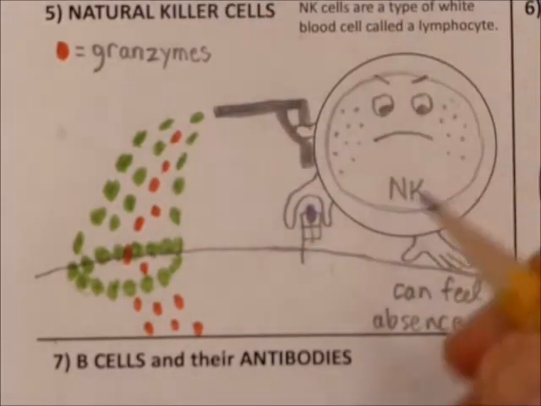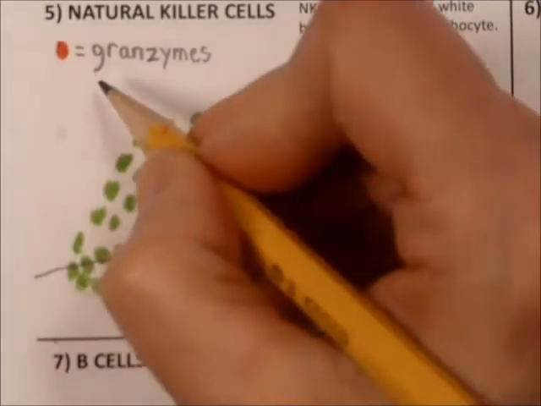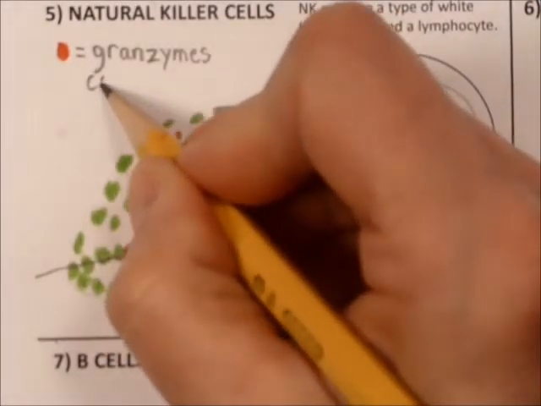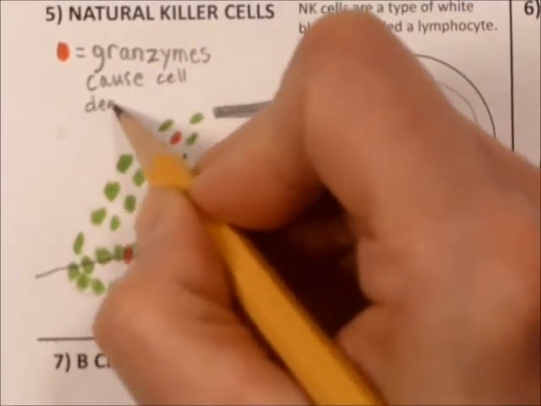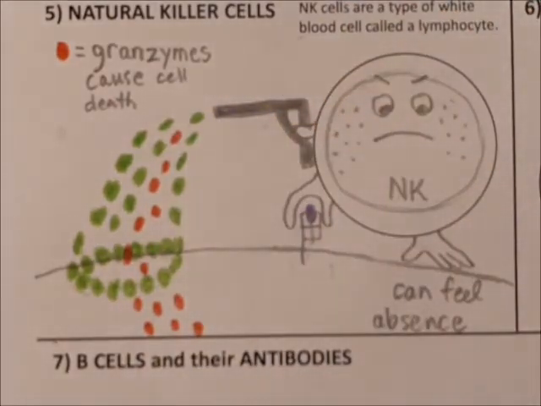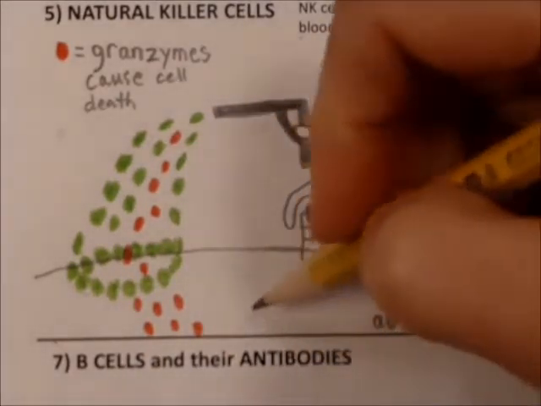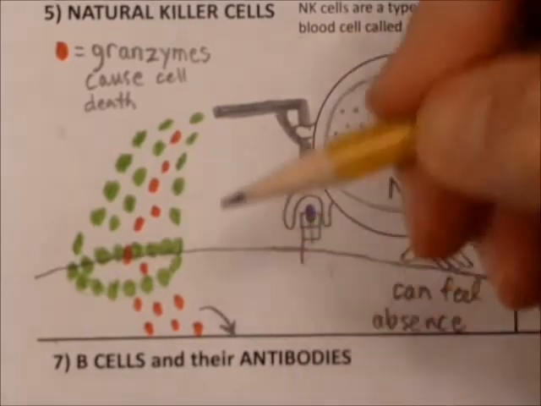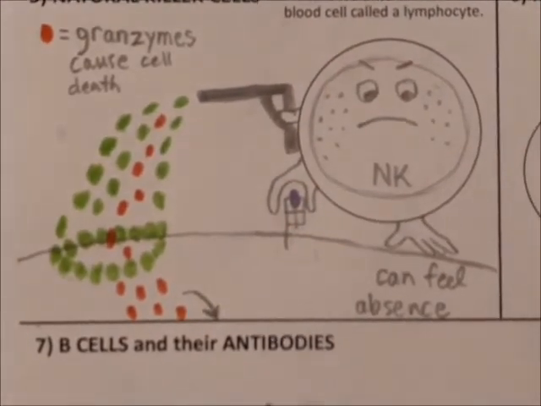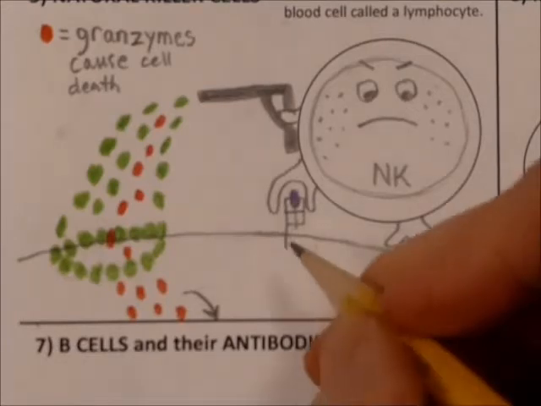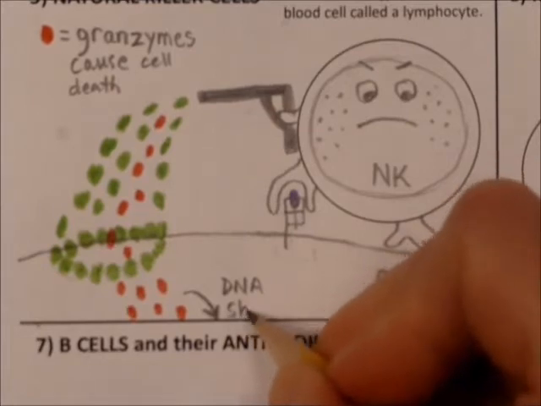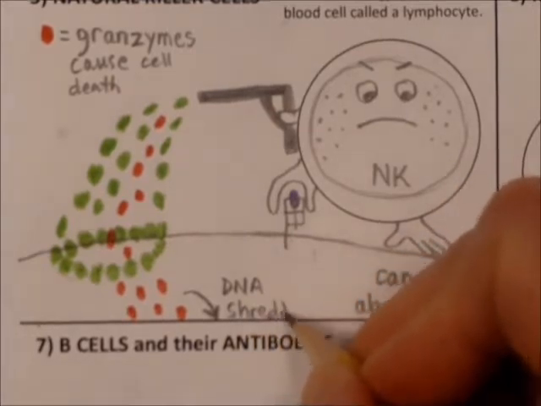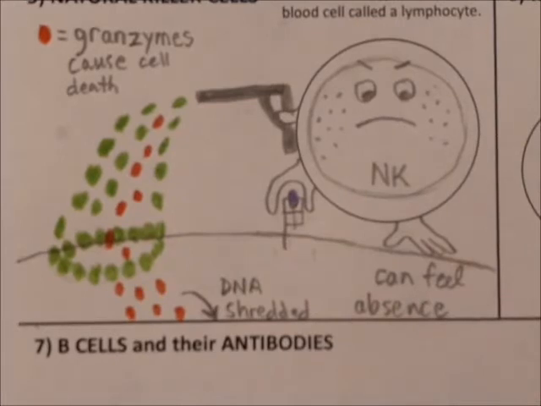Granzymes cause cell death. Now how do they do this? Well, these will go down into the nucleus and it's going to start a chain of events which will end with the DNA being shredded. You know, we have little proteasomes that shred proteins. Well, there's a little machine that will shred DNA.